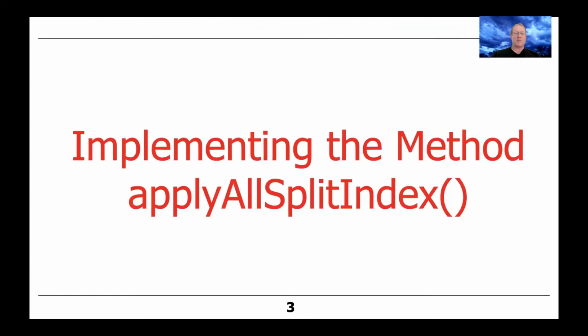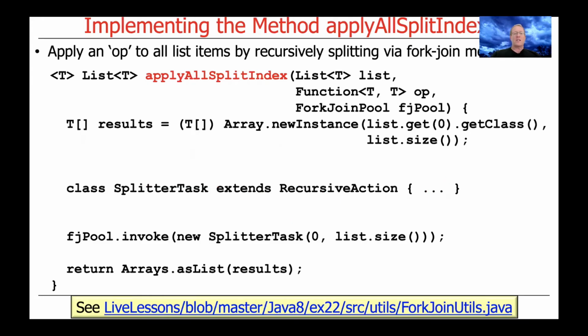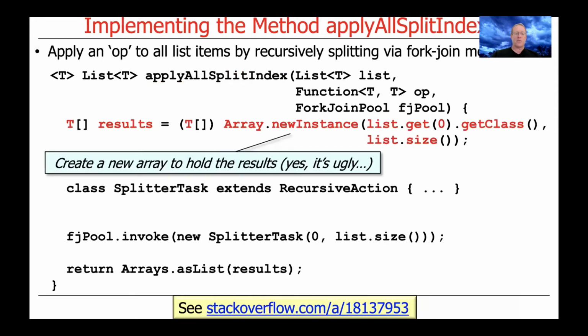all over the place. So once again, we're going to have the driver method, which is called applyAllSplitIndex in this case. And what it's going to do is apply an op, which is a function, to all the elements in a list, which is a list of t, using the fork join pool that's passed in. And you can find this in my ForkJoinUtils.java file in the ex22 folder.